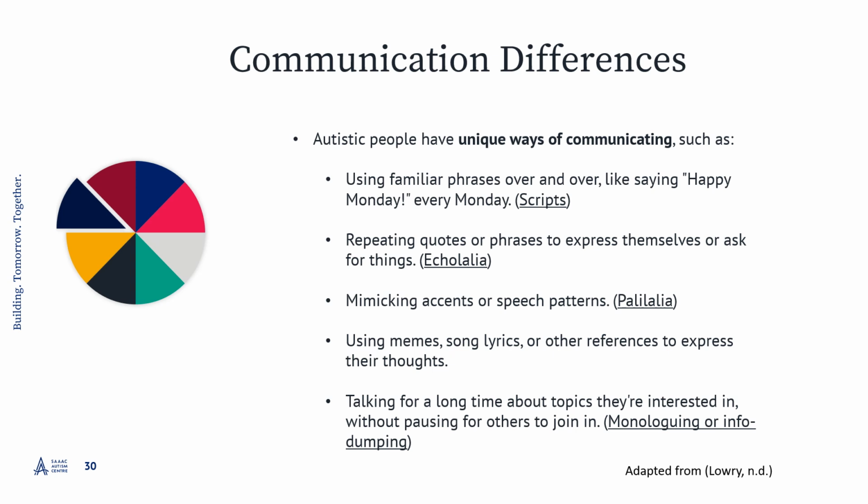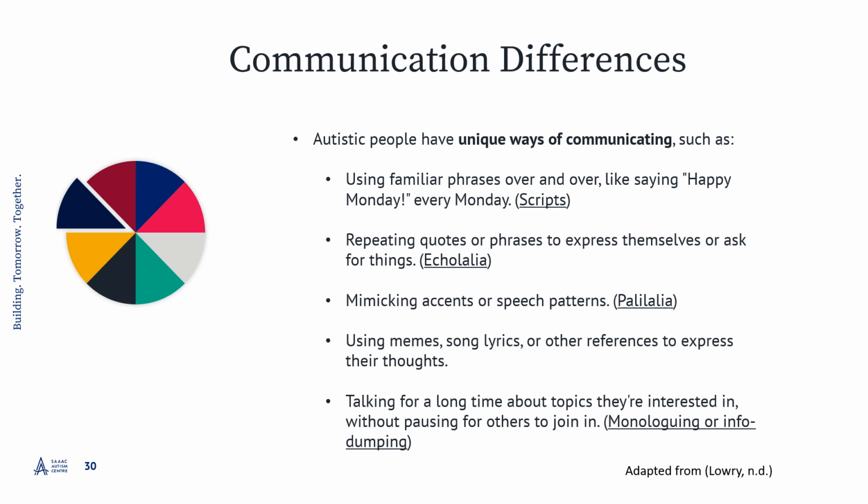In addition to differences in speech quality, autistic people may have unique ways of communicating. For example, they may use familiar phrases over and over again, like saying, "Happy Monday," every Monday. This is known as a script and sounds the exact same every time a person uses it. They may repeat quotes or phrases that they've heard to express themselves or ask for things instead of making up new sentences. This is known as echolalia. They may mimic accents or speech patterns, which is known as palilalia.